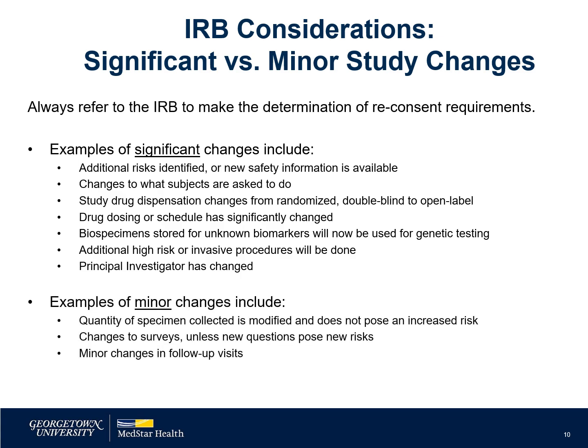Examples of a minor change to a study include quantity of specimen collected is modified and does not pose an additional risk, such as a study required 5 cc's of blood but now requires 10 cc's of blood. Changes to surveys, unless new questions pose risks, such as questions about illegal activity or other sensitive topics, and minor changes to follow-up visits, such as a follow-up visit originally scheduled in office will now occur via telephone.